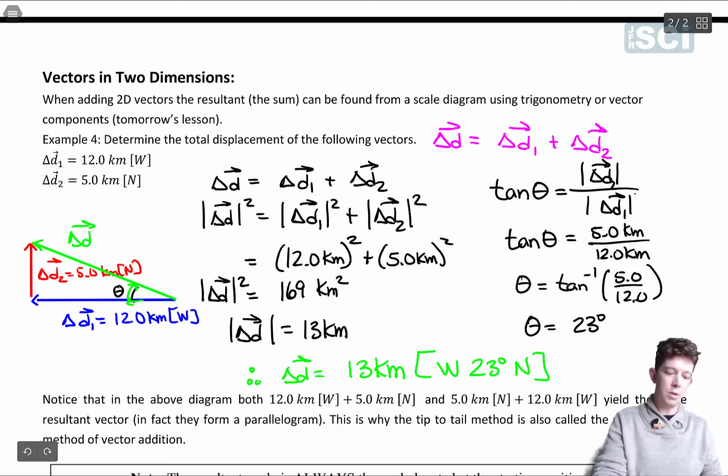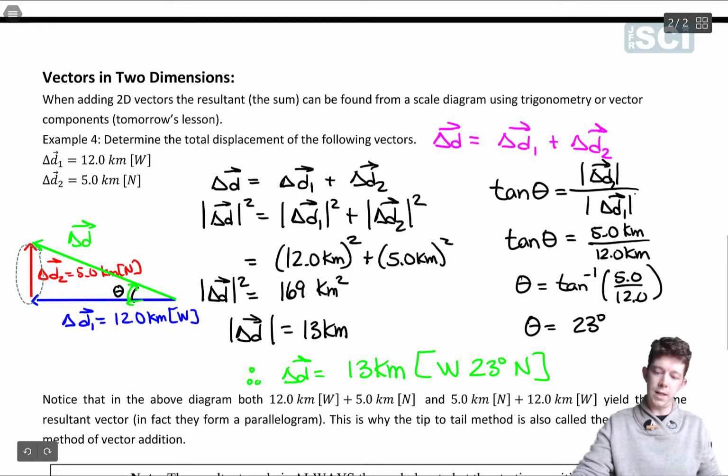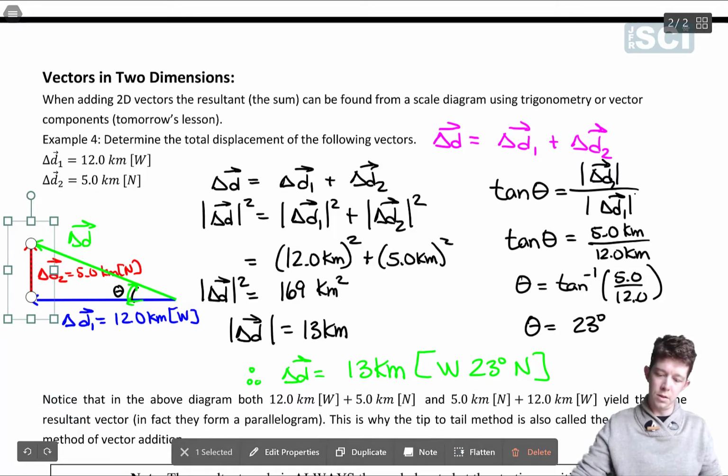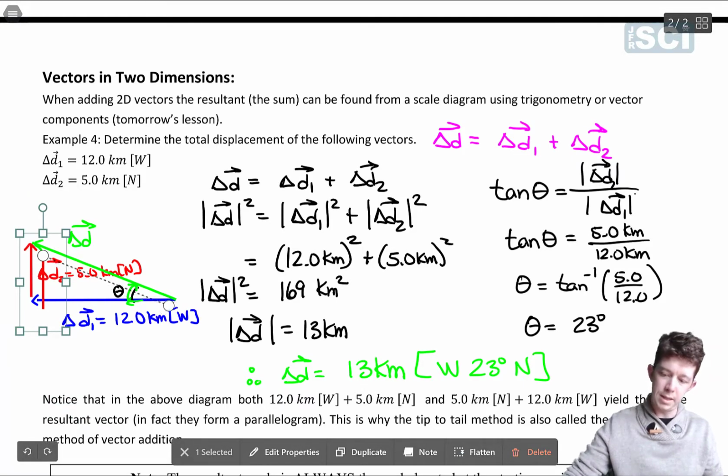Now, one thing I want you to notice is if I took this vector right here, this red vector, and I placed it on the other side. So I'm going to duplicate this vector. So let's duplicate. And I place it, oops, let's go back. And I'm going to move it to right here.